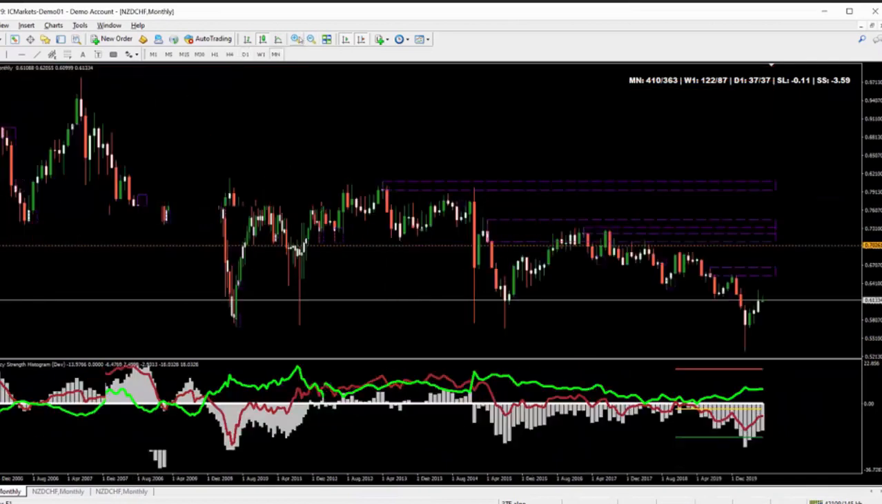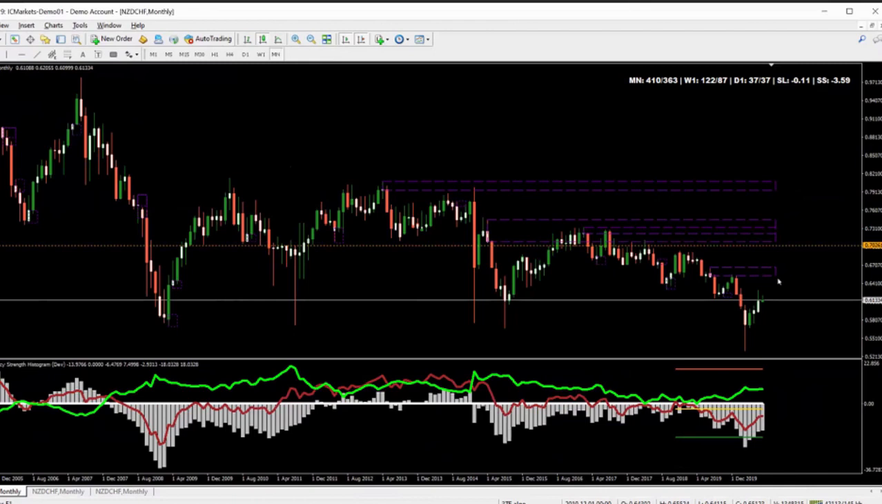Let's have a look at the monthly just to see where we are. You can also see here the price, we had something in here.